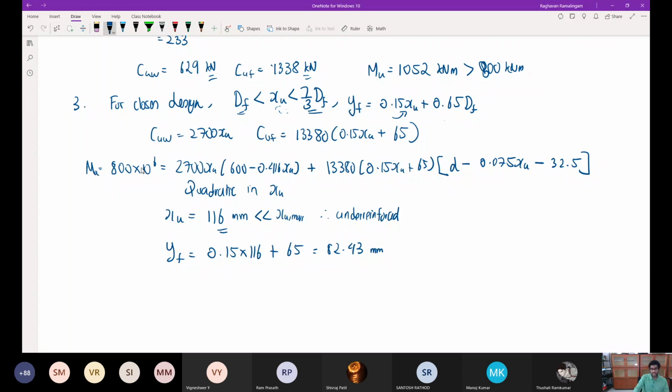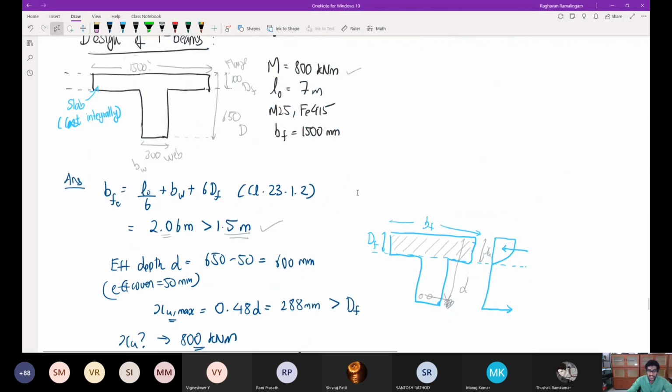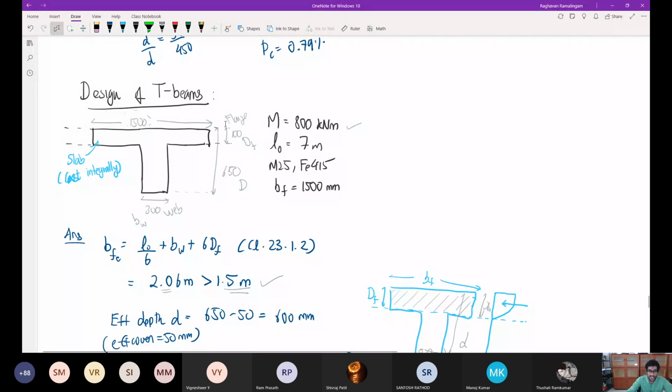Okay, so YF also you found, and so yeah, XU is found, YF is found. So only thing is, okay, right? You found out XU. So is this the end of the problem? No, it's not. It's just a step to the design. This is not our design. So all the design means finding the dimensions, grade, and all those things. So we have everything here. We have dimensions. We have dimension of the flange. We have dimension of the web. Okay, grade of concrete and steel are already given to you.